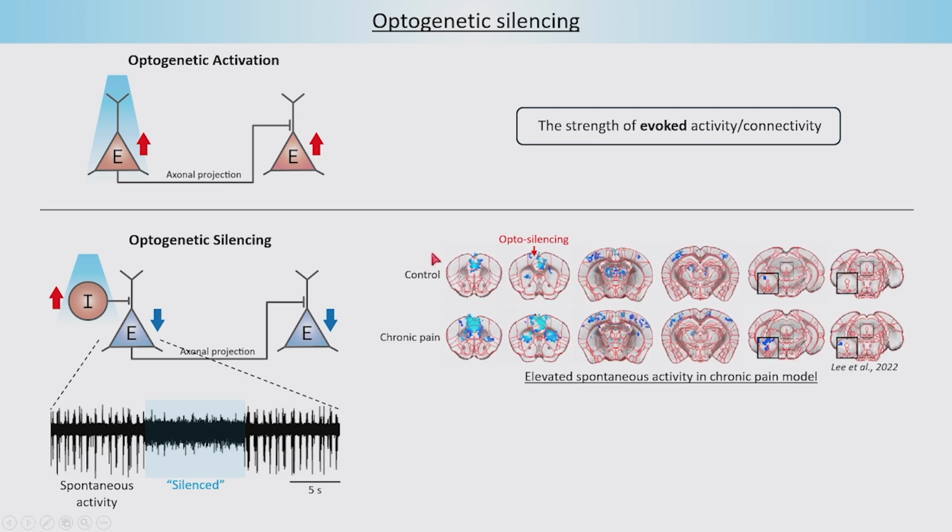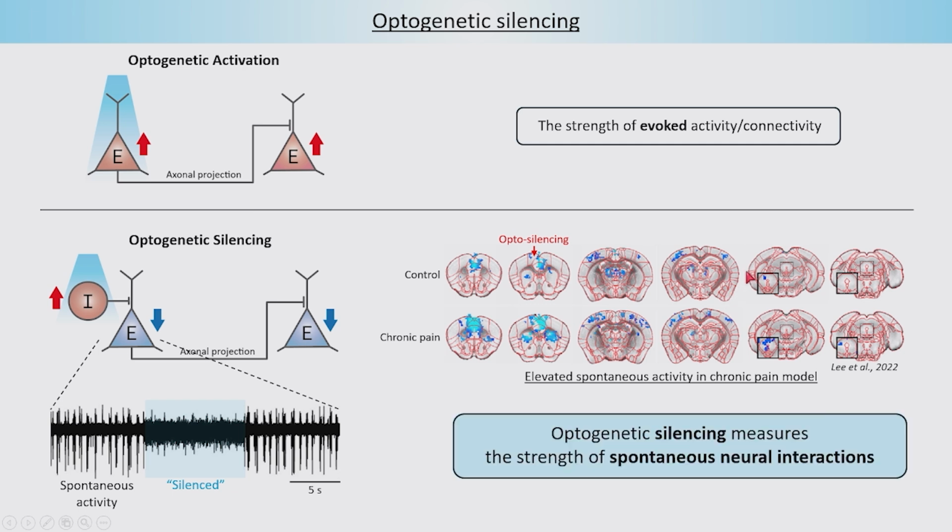And this is an example. A previous study has demonstrated this approach is able to measure the elevated spontaneous activity in ACC and its connections to other pain-related regions in a chronic pain mouse model. Given that optogenetic silencing can measure the strength of spontaneous neural interaction, we supposed that it would be more conceptually associated with resting state connectivity.